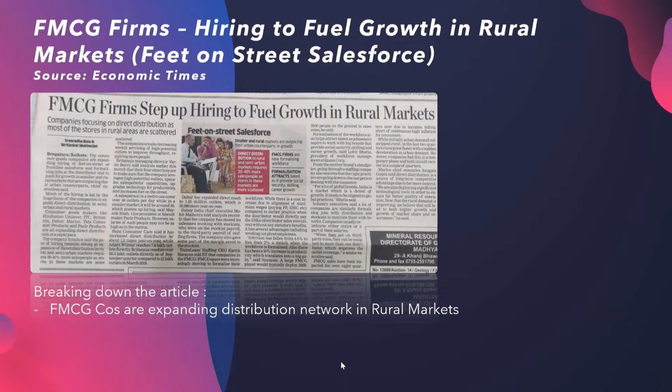We always talk about FMCG having some breakup between the urban and rural market. Inside the rural market itself, this article speaks about they are increasing their sales force. It's on-street sales force. So more people going to different distribution chains and actually pushing the product. When they talk about FMCG companies over here, they've highlighted a few names which we'll focus on: Dabur, Marico, Tata Consumer Products, Parle Products, and a few of them. Okay, a few of the listed players over here.